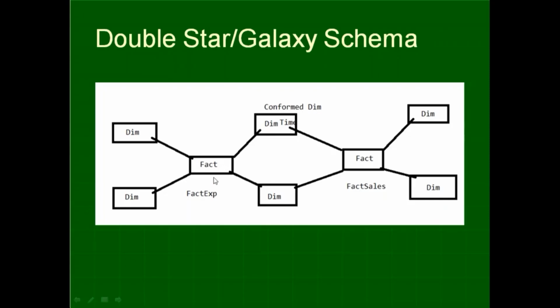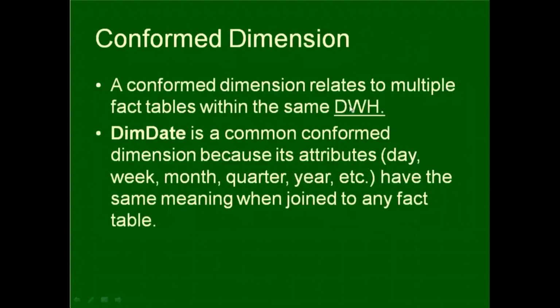Clear? If I'm saying America, it is America for everybody. The country name does not change. We have only one country, entire world, right? So that is the point. The meaning should not change. That is what a conformed dimension is. Especially, you have to have multiple fact tables. Then only this occurs. Otherwise, it is not going to occur.